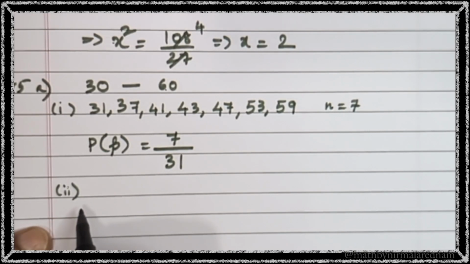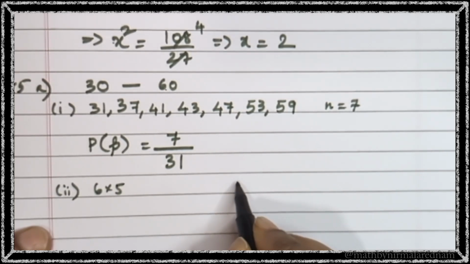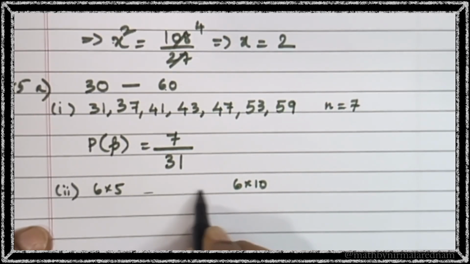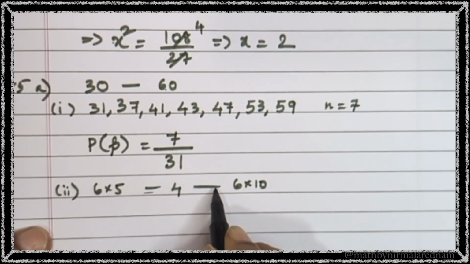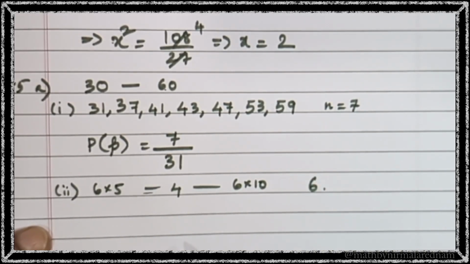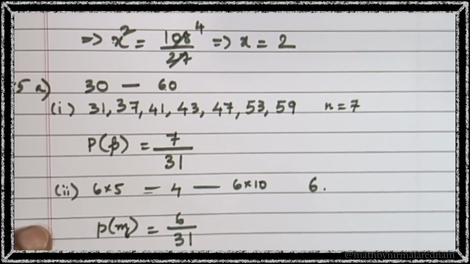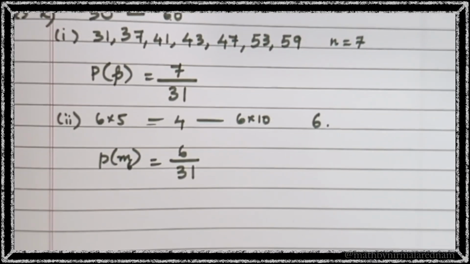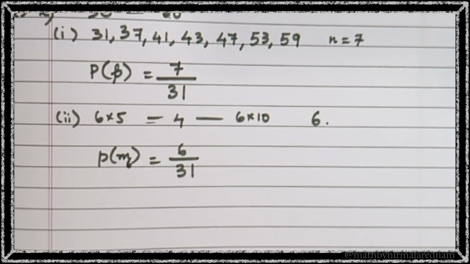Next is, what is the probability that it's a multiple of 6? Now 30 is a multiple of 6, 6 into 5, right? And 60 is 6 into 10. So clearly in between you have 6 into 6 and so on. I have 4 more in between. So total I have 6 multiples of 6, right? So the probability that a given number is a multiple of 6 is 6 by 31. So this is your answer to the second part.